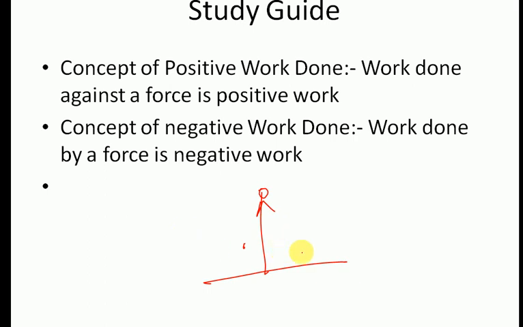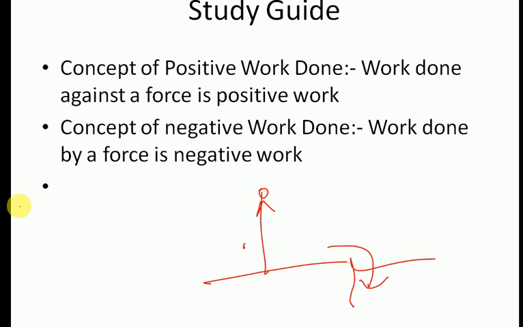And now from the rooftop, I throw the ball downward. If I throw the ball downward, that means the work is done in the direction of the acceleration due to gravity. So the work done by the force, by me, will be negative work done, but the work done by the acceleration due to gravity is positive work done.